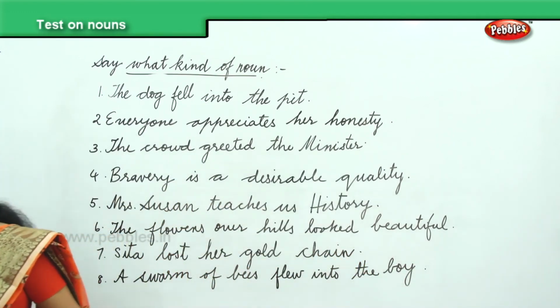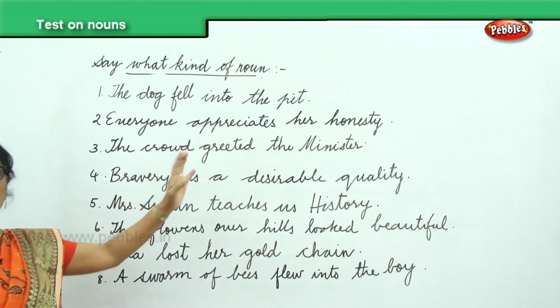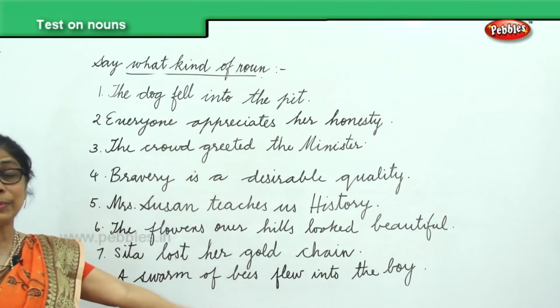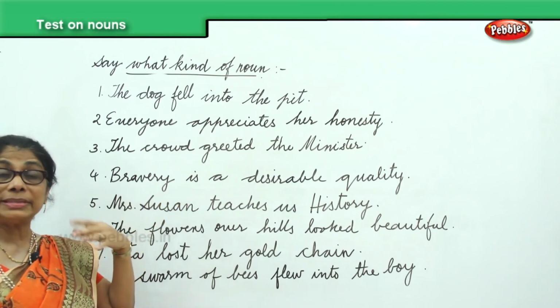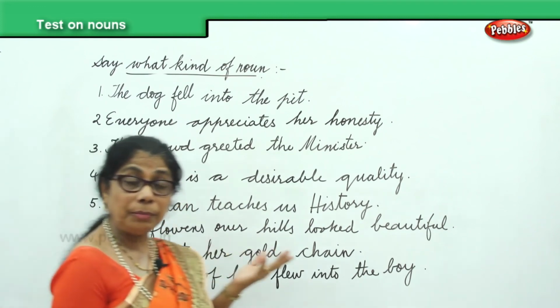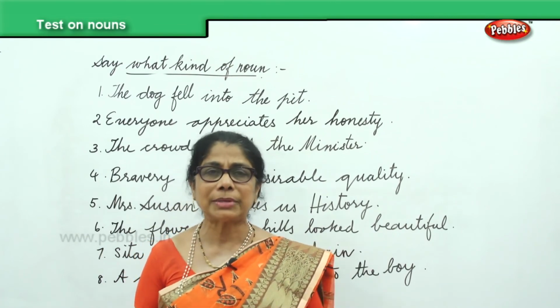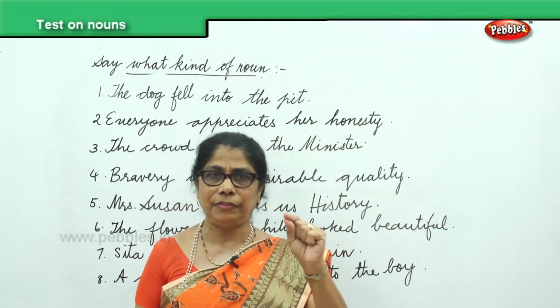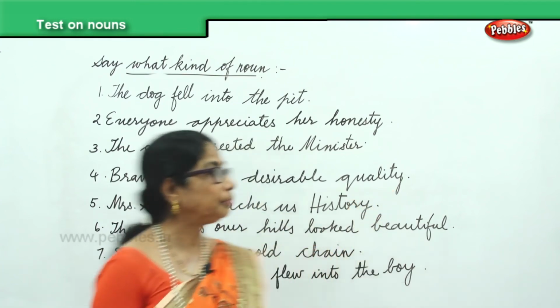Now, let's read these sentences aloud. We are going to find out what kind of noun is in these sentences, and if you found, you must say what. Whether it's common noun, is it proper noun, is it collective noun, material noun, abstract noun. We should be able to identify. Then we know, oh, we have understood the topic.